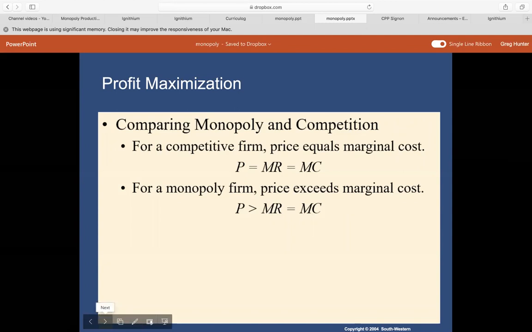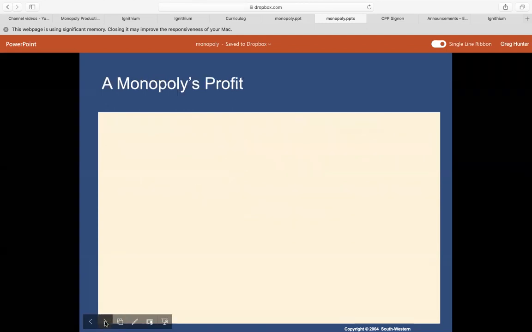The big takeaway from this is that in the first line, price is equal to marginal cost for competition. But for monopoly, price is going to be greater than marginal cost. That's the important thing to remember.